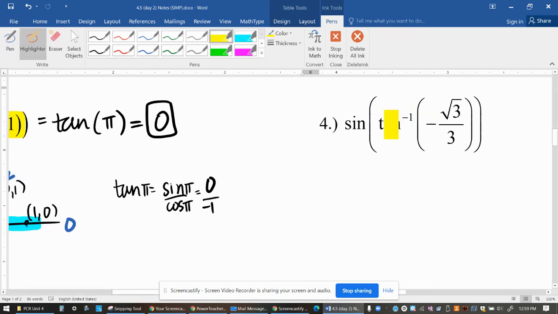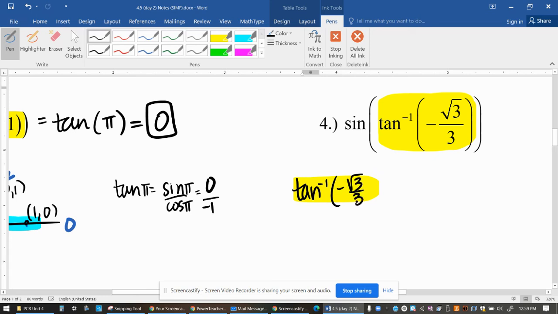Okay, for number 4, we're going to be working from the inside out. Remember, you can pause the video at any time. You can rewind and rewatch anything you want. Just make sure you are actively listening and asking yourself questions. Hey, how'd she get this? Where did this come from, right? So think it through.